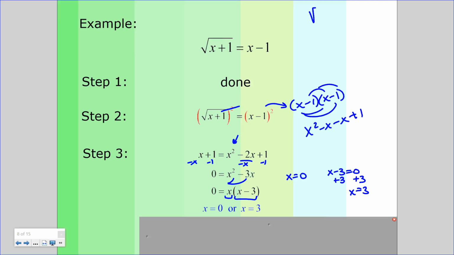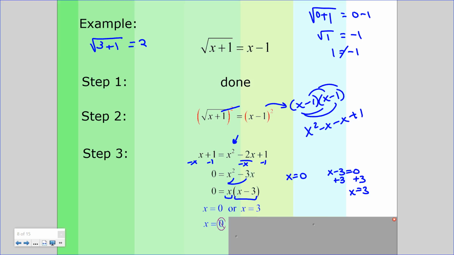So if x were 0, we would get 0 plus 1 under the radical, which is 1. Square root of 1 is 1. 1 is not equal to -1. So x will not be equal to 0. Let's see if it works when x is 3. So 3 plus 1 under the radical equals 3 minus 1. The square root of 3 plus 1 is the square root of 4. 3 minus 1 is 2. Square root of 4 is 2, which equals 2. We're good. So x does equal 3, but does not equal 0.